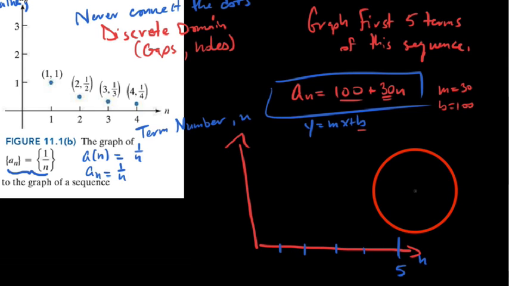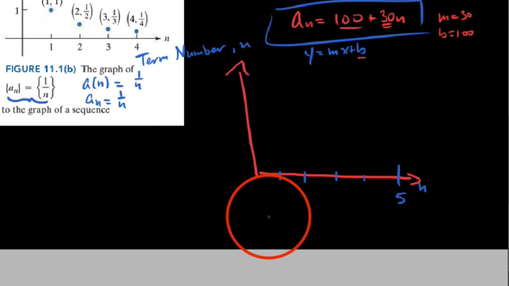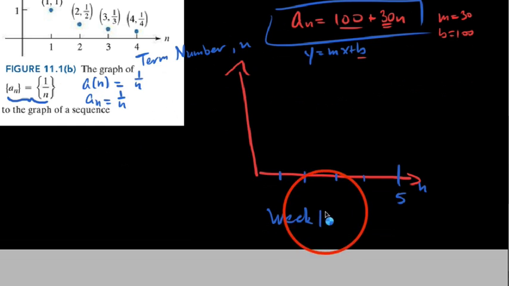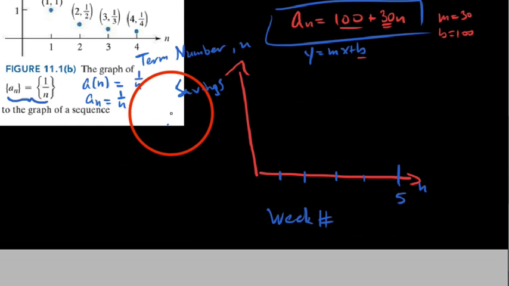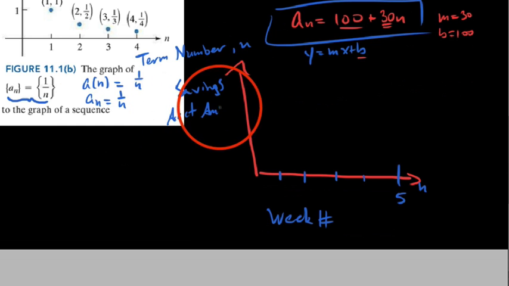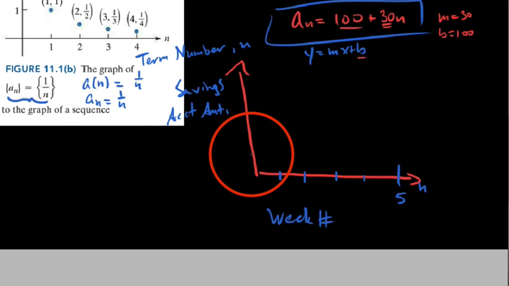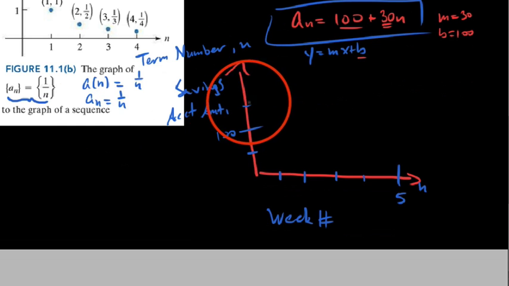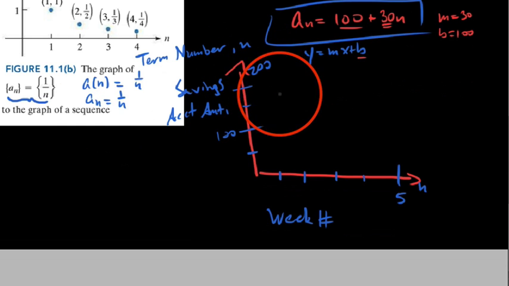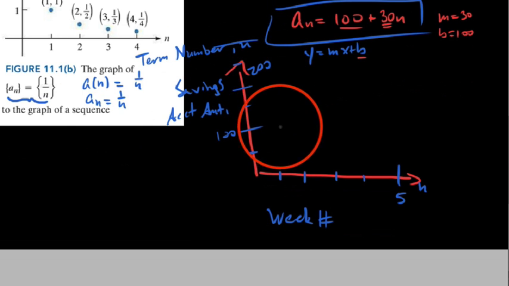Okay. And so if I were to look at this in terms of a context here, if this was my savings over time, we could say that this is week number, even though it's the term number. And then we could say savings account amount, if that were the case. But I noticed that I would have to start at 100 here, and it's going up by 30 every week. So maybe if I go by 50s here, that would be 100 right there. We'd say this is maybe 200 right here. Maybe 250, 300 would be up here. I could do a better job.